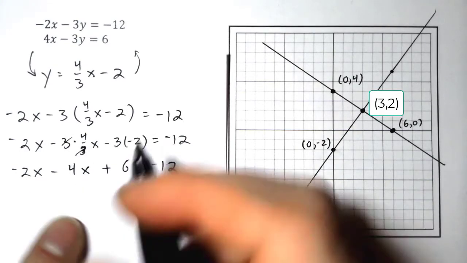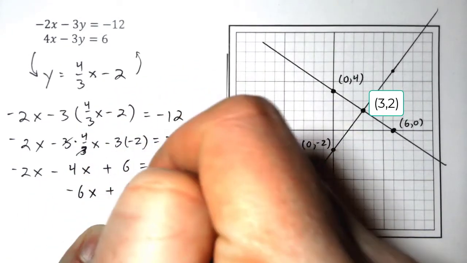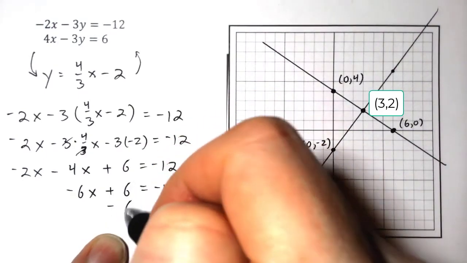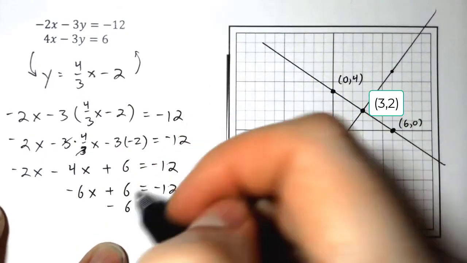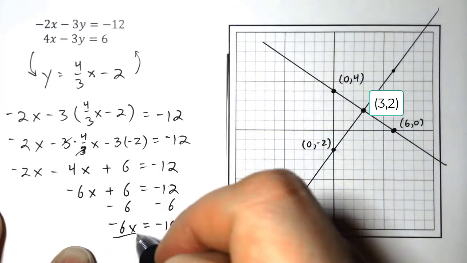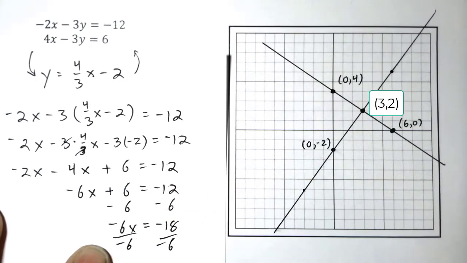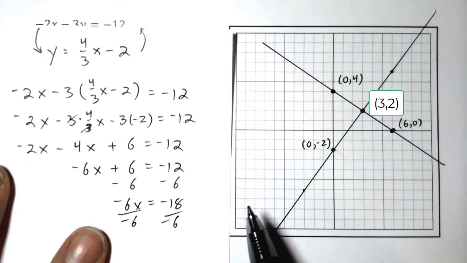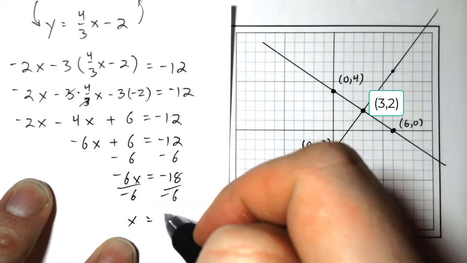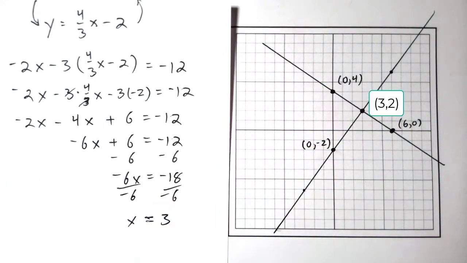Let's see what we can do here. Well, we can combine these like terms. I can subtract 6 from both sides. I can divide both sides by negative 6. And what do we get down here? We get x equals 3. So we found the x coordinate of our solution. Okay, that's part of our solution.